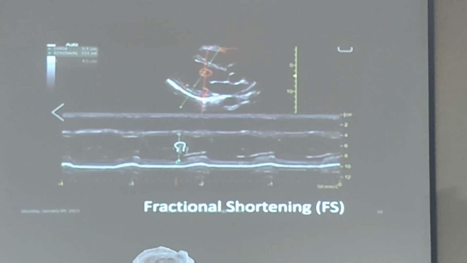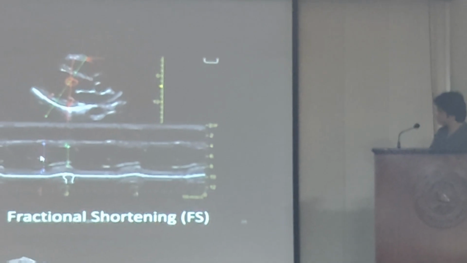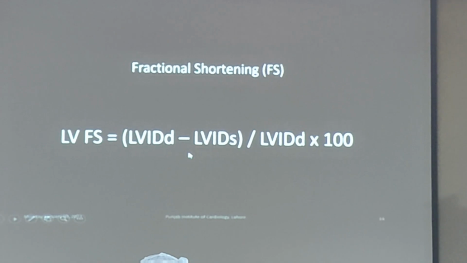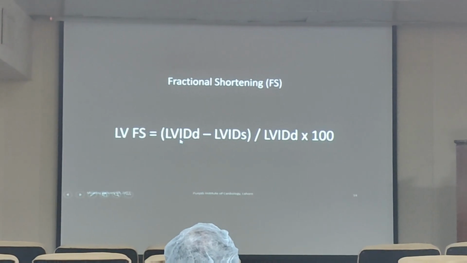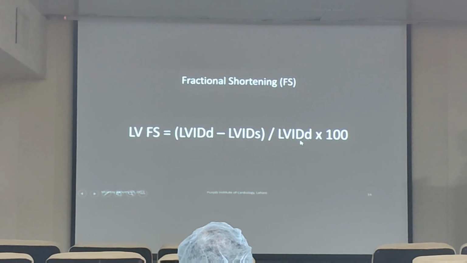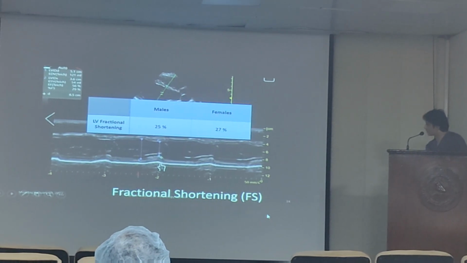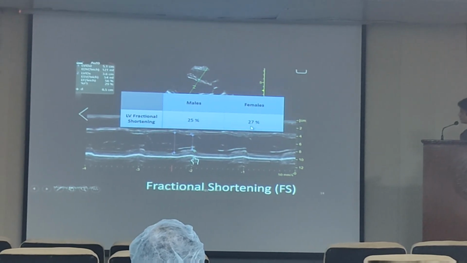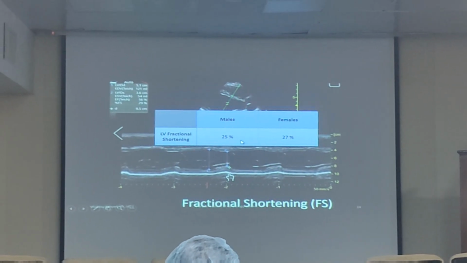The diameter will be taken in M mode; this is the systolic diameter and this is the diastolic diameter. After taking these measurements, LV fractional shortening equals the LV internal diastolic dimension minus the systolic dimension, divided by the diastolic dimension, times 100. It will give us the estimation of the fractional shortening. For males it should be 25%, and for females 27%. So it is a normal ejection fraction.